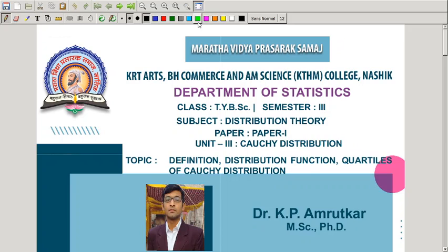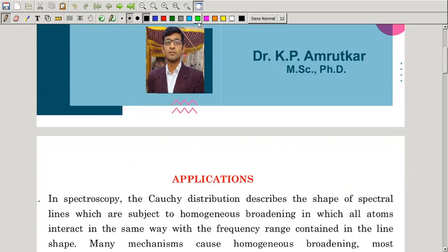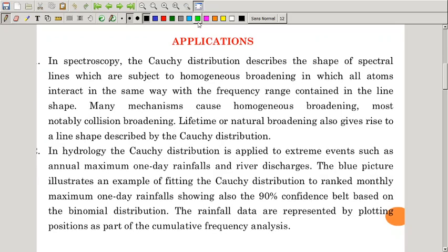In today's lecture, we will see the Cauchy distribution. In Cauchy distribution, we will see the PDF of Cauchy distribution function, and by using the distribution function, we will see how to find out the quartiles of Cauchy distribution. Before starting the Cauchy distribution, we will see the application of Cauchy distribution.